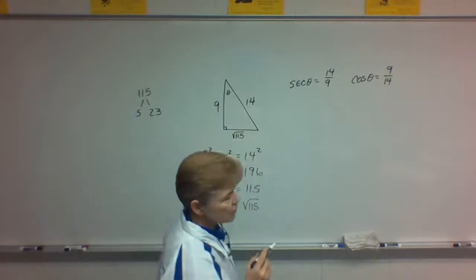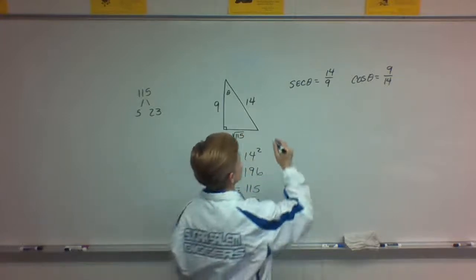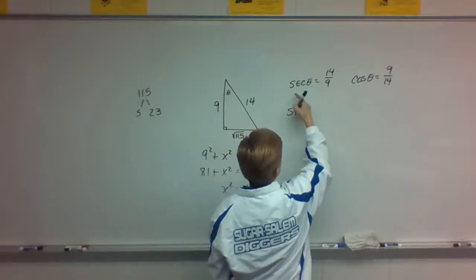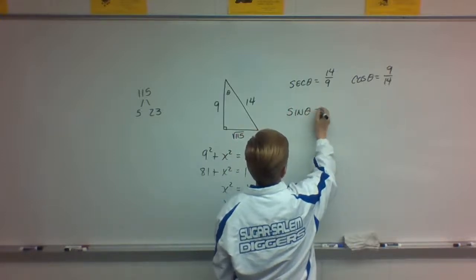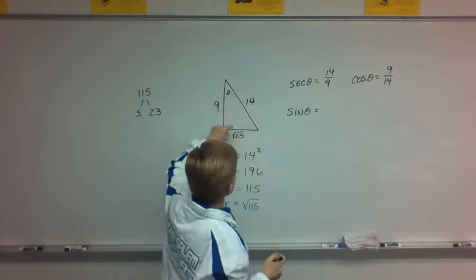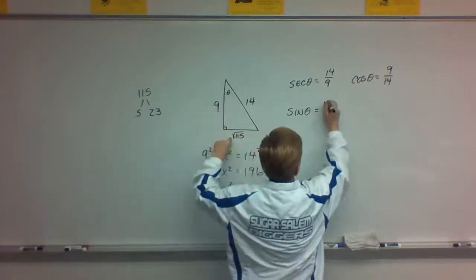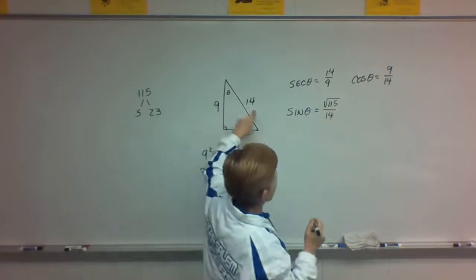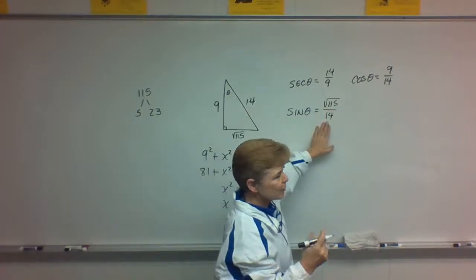Now we've got to find the other 4 trig functions. I'm going to start here with sine. Now that I have it all filled in, the sine of theta is going to be the square root of 115 over 14, because it's opposite over hypotenuse. And there's no rationalizing to do. Happy day.